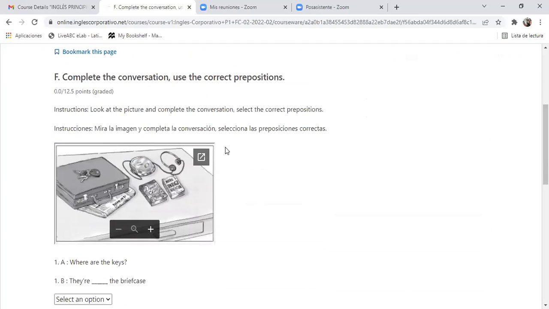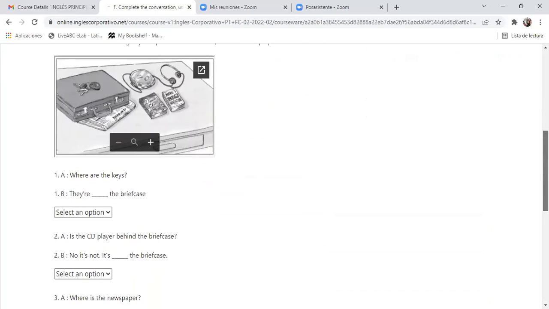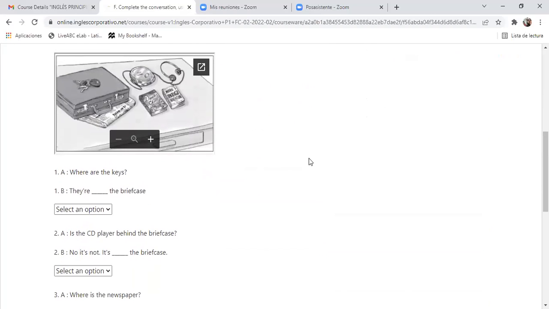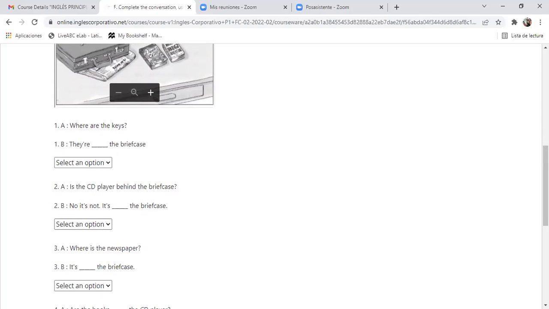Now let's see. Complete the conversation. Use the correct prepositions. Remember, the prepositions are next to, between, above, in, beside. Now let's see. This is the picture that we got. And we have a newspaper, a briefcase, keys, a CD player, a novel, and this is a book of something. Let's find out. Where are the keys?